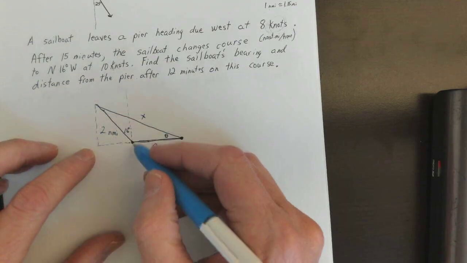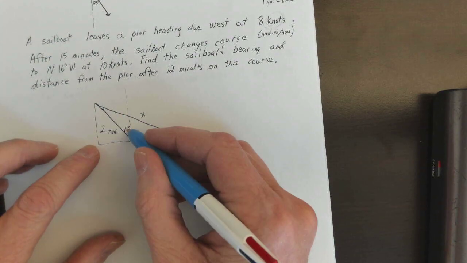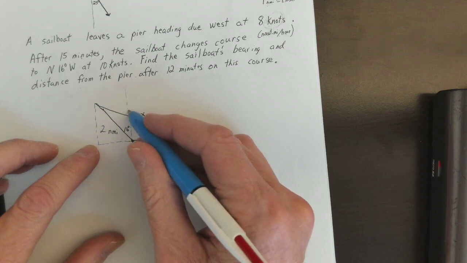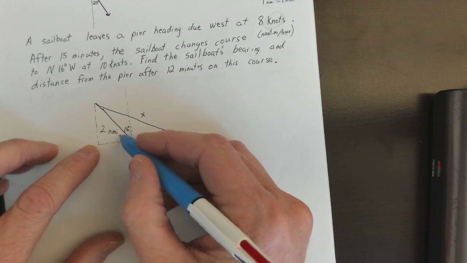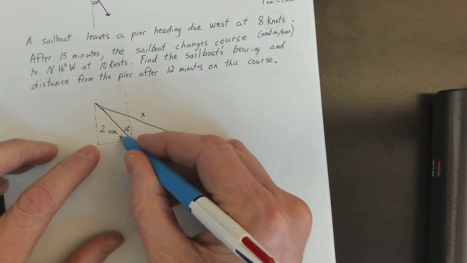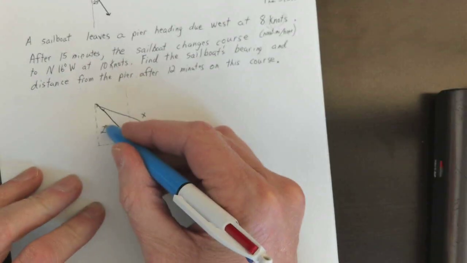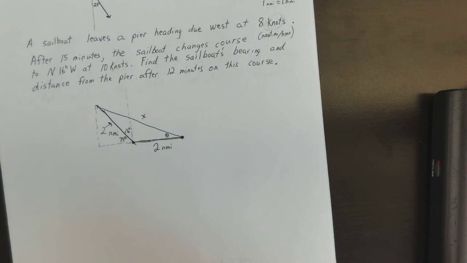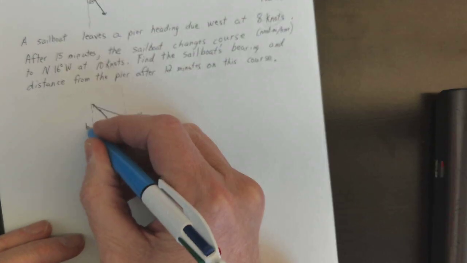Now, in this triangle, these are complementary angles. This is 16 degrees off of north, so the rest to that due west would be 74 degrees. That is 90 degrees. Remember, this distance here is 2 nautical miles. So this is 74 degrees. I'm going to call this side A and this side B.